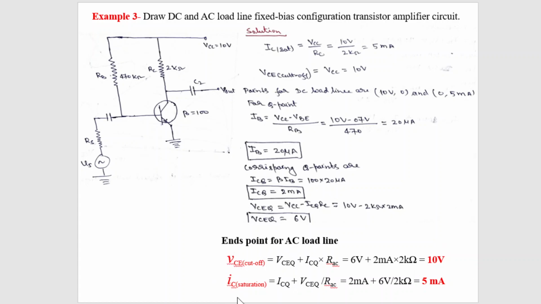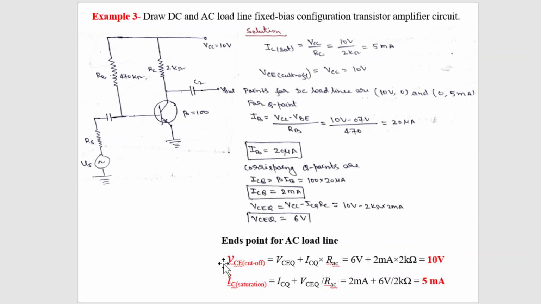Another end point of the AC load line is small i C saturation, the collector saturation current, which is equal to ICQ plus VCEQ divided by RAC. This is 2 milliampere plus 6 volt divided by 2 kilo ohm, that is 5 milliampere. So in this case also, the cutoff point is 10 volt and the saturation current is 5 milliampere. Here we compare the cutoff point for the AC load line and the cutoff point for the DC load line. For the DC load line, the cutoff point is 10 volt.